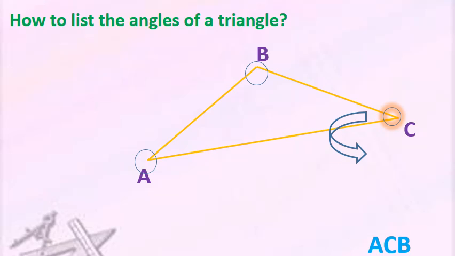This angle is ACB. So angle ACB, how did we name it? Again, we took this extremity, then we went back to the vertex, which is C, then the second extremity, which is B. So ACB. And we put this sign, which means it's an angle, ACB.